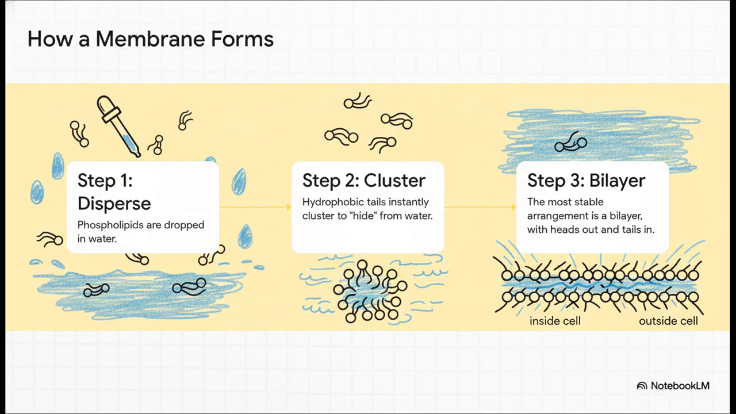So check this out. This is how it all snaps together. You drop these phospholipids into water, and their tails immediately try to hide. And what's the most stable way for them to do that? They form a bilayer. All the water-loving heads face out towards the water, and all the water-fearing tails get tucked away safely in the middle. And boom, just like that, you've got a perfect self-sealing barrier.